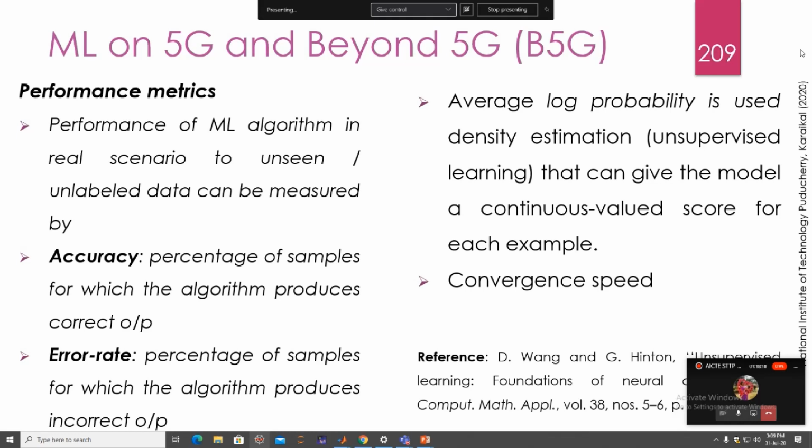Average log probability is also used for density estimation in supervised learning, which can give the model a continuous value score for each example. Another is convergence speed, how fast our network model converges. There are also other accuracy measures, that is top 5 error. This morning I also discussed what top 5 error is. Top 5 error means the correct classification should be in the top 5. Top 1 means the classification will be the top 1. These are the different kinds of performance metrics that are used.